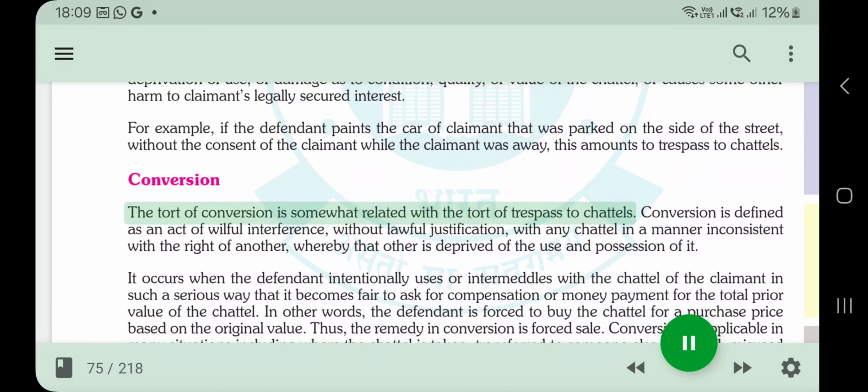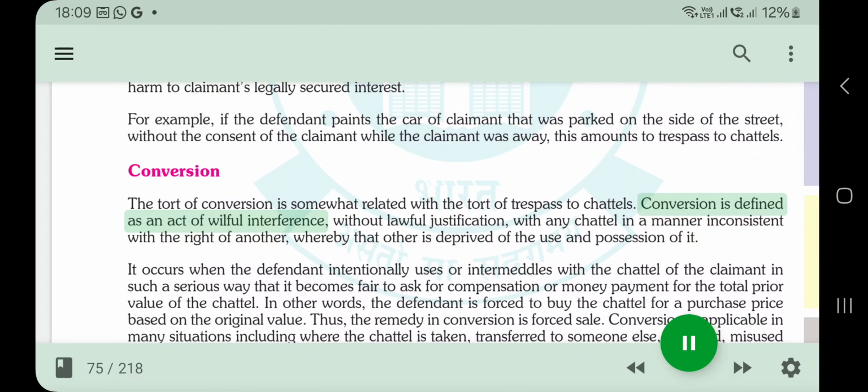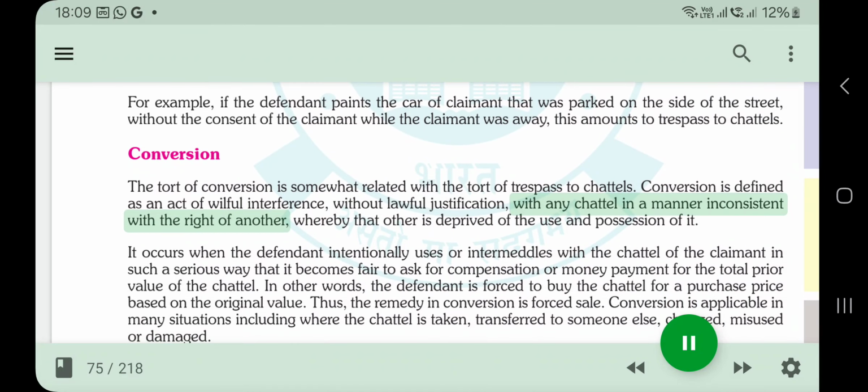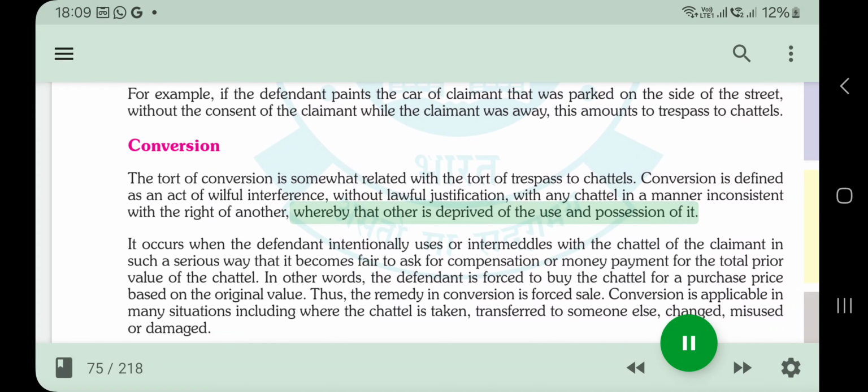Conversion. The tort of conversion is somewhat related with the tort of trespass to chattels. Conversion is defined as an act of willful interference, without lawful justification, with any chattel in a manner inconsistent with the right of another, whereby that other is deprived of the use and possession of it.